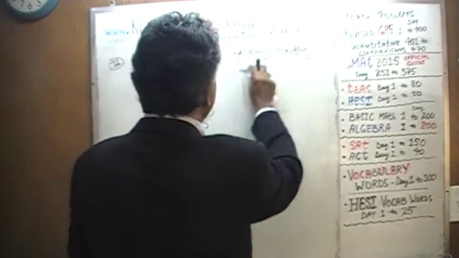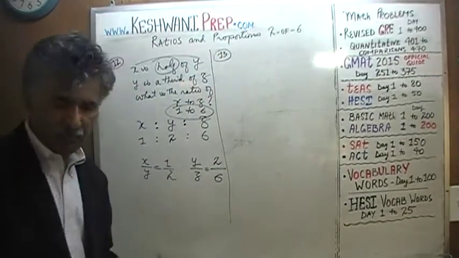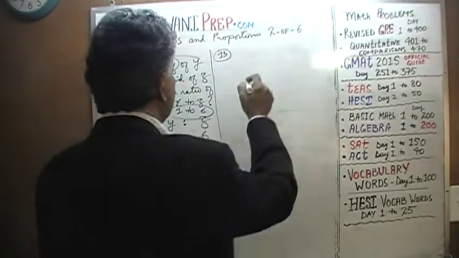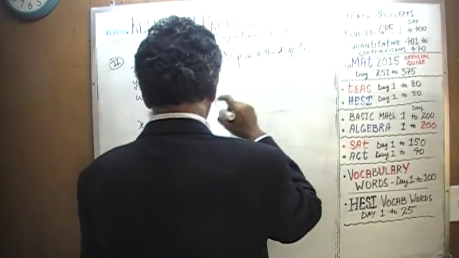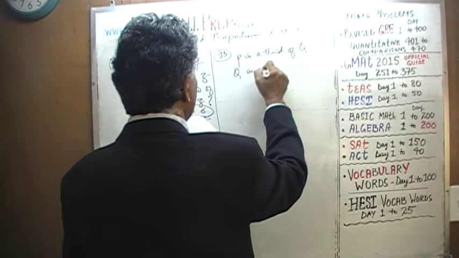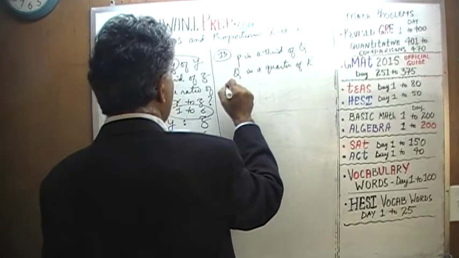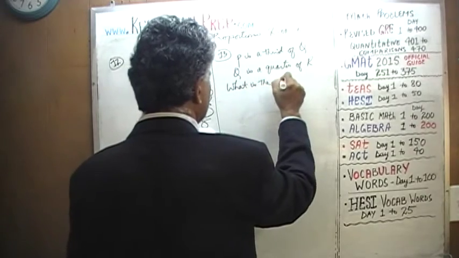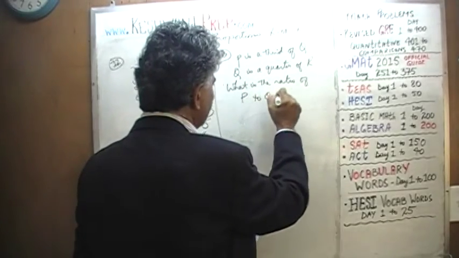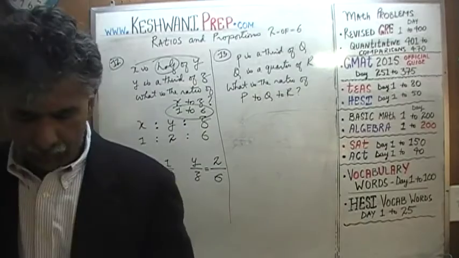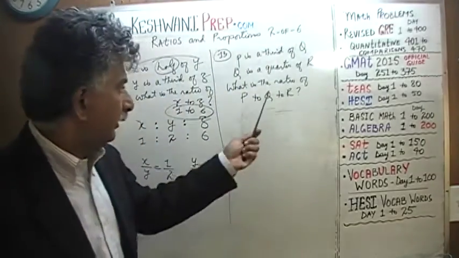Number 13 is a very similar problem, nothing to it, same as before. We are told that P is a third of Q. We are further told that Q is a quarter of R. Question is, what is the ratio of P to Q to R, given the fact that P is a third of Q and Q happens to be a quarter of R? Let's find out, shall we?